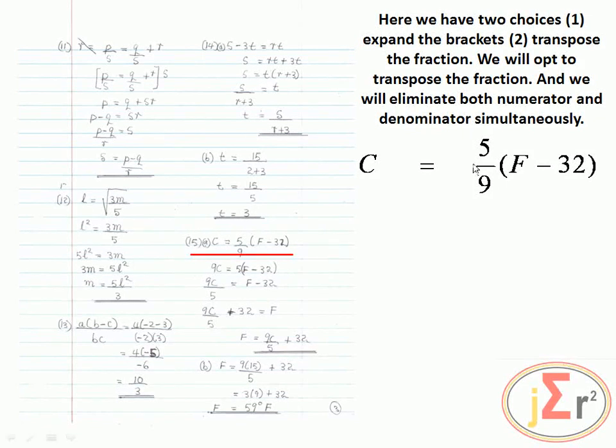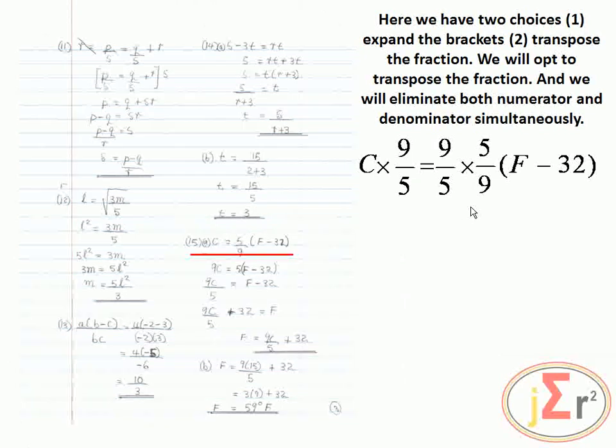Well, if we expand the brackets, we will have a fraction here, 5 over 9 times f, and we will have another fraction here. I am choosing to have less fractions in my expression by eliminating this fraction from this side. And remember that it's very simple to eliminate a fraction. We need to multiply by another fraction that will cancel the 9 and also cancel the 5. Therefore, we will have to use one with 9 in the numerator and 5 in the denominator, and we will do the same on the other side.